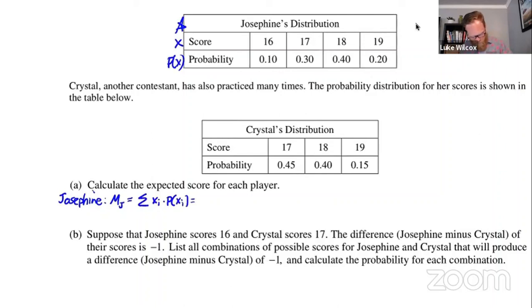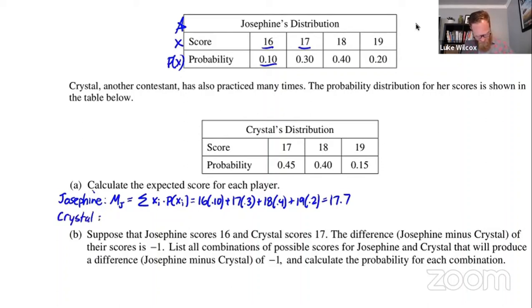So in this case, we take each X value, like 16, and multiply it by its probability, plus the second X value, 17, multiplied by its probability, and the third, and the fourth. You type that into your calculator, and you're going to get an average value or an expected score of 17.7 for Josephine. Now let's do the same thing for Crystal.